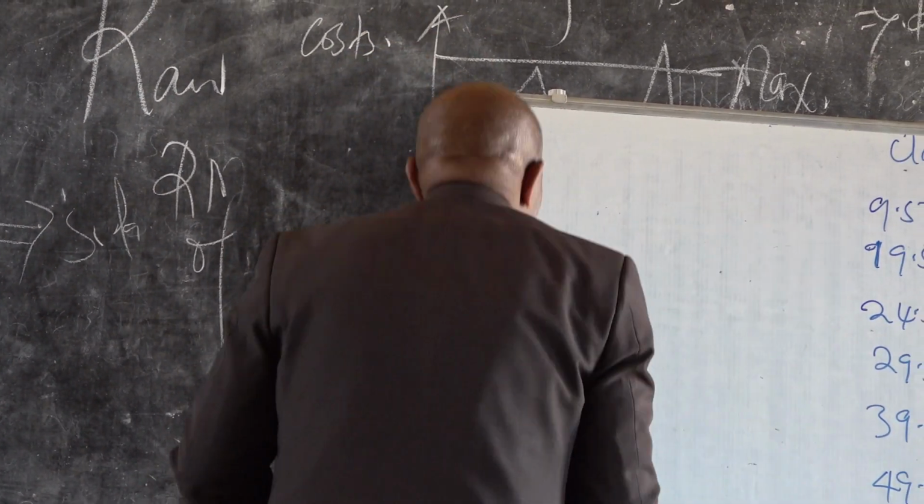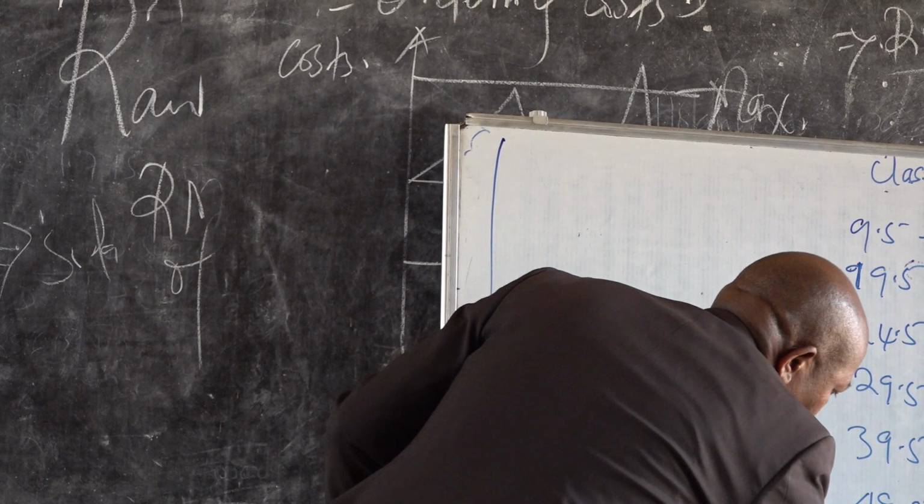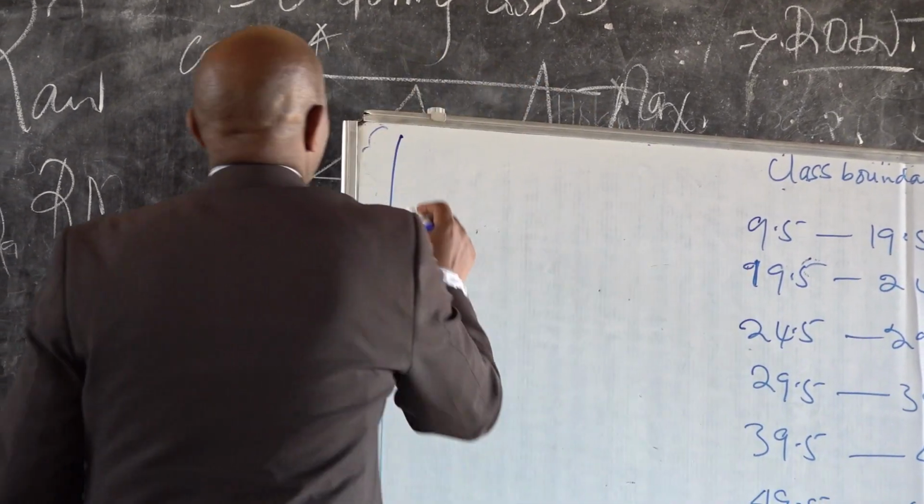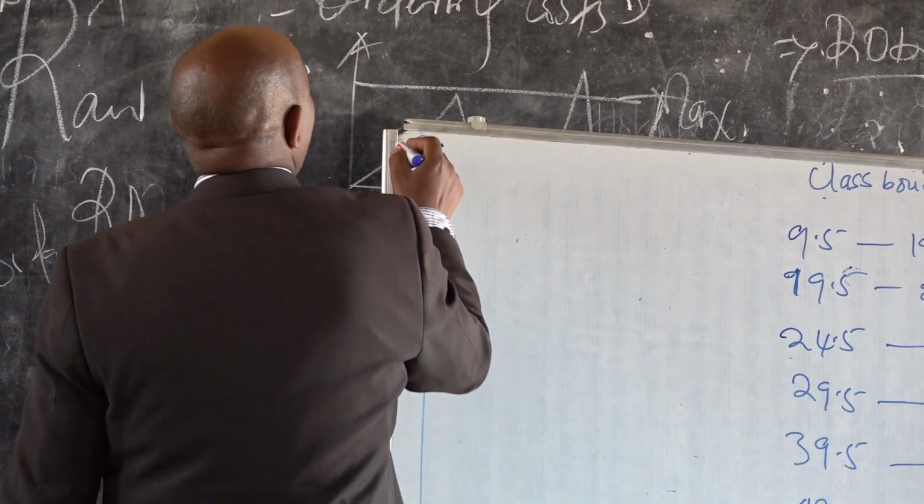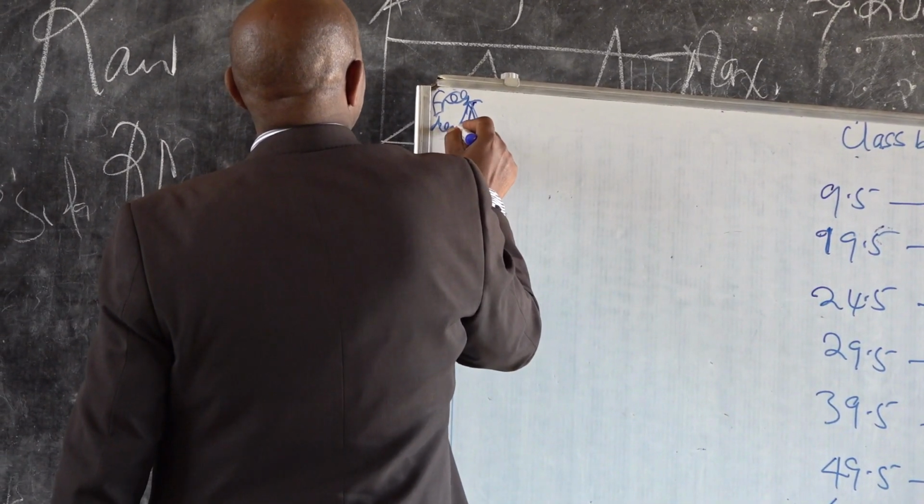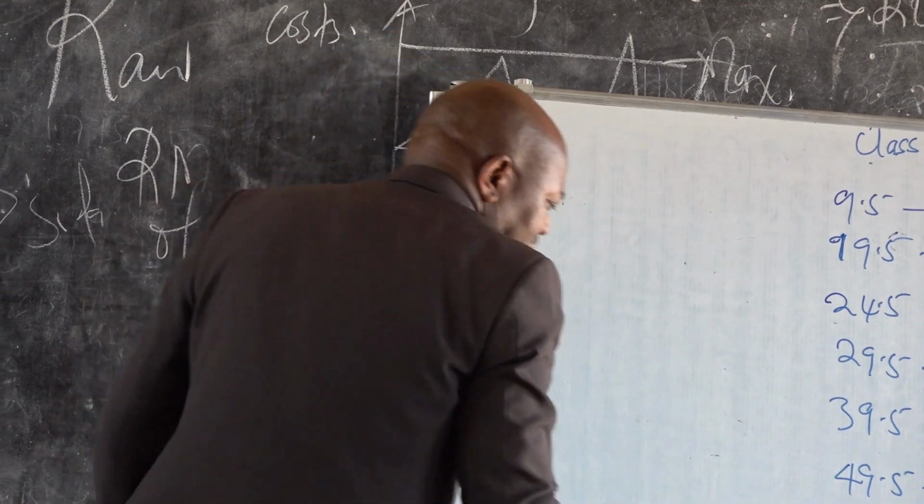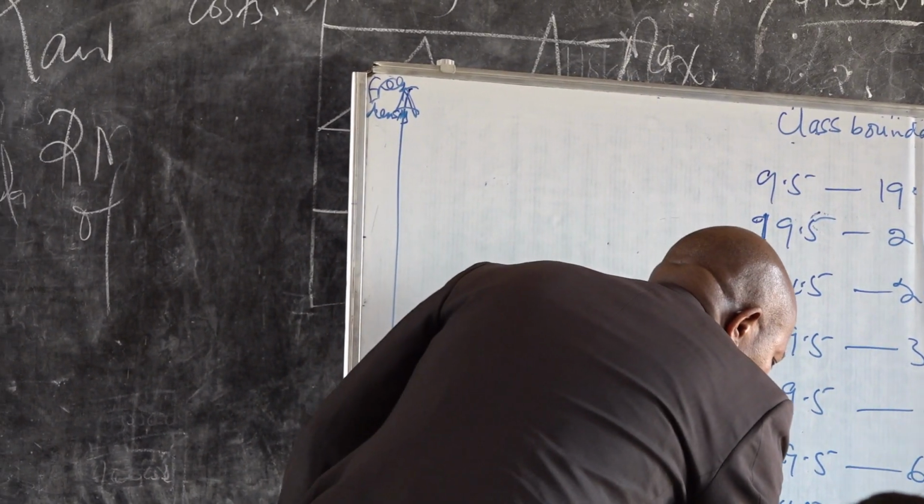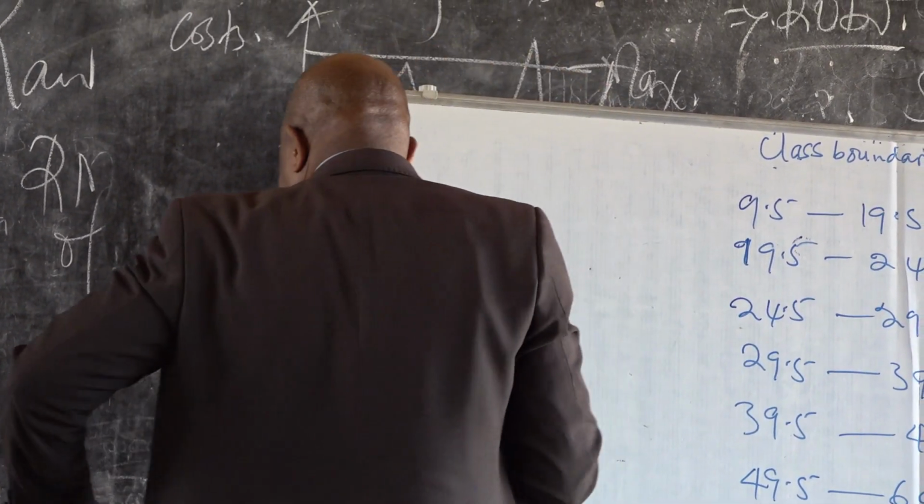We have the vertical axis and the horizontal axis. On the vertical axis, we have frequency density. And on the horizontal axis, we have time. Is the time in minutes or in hours?